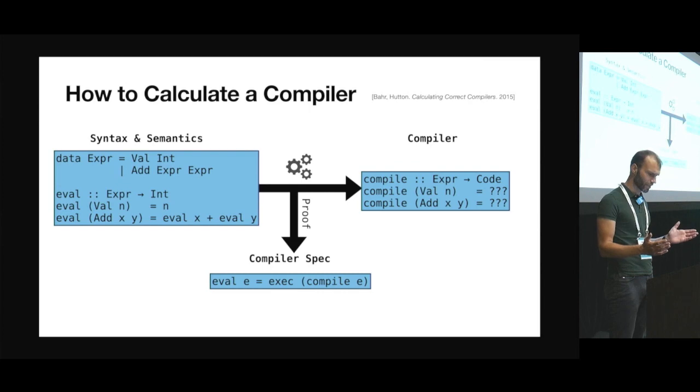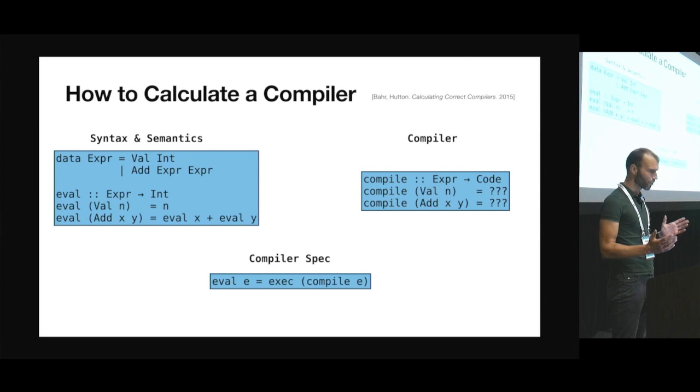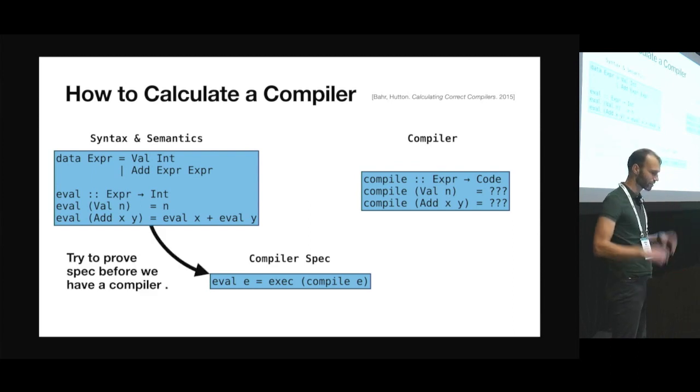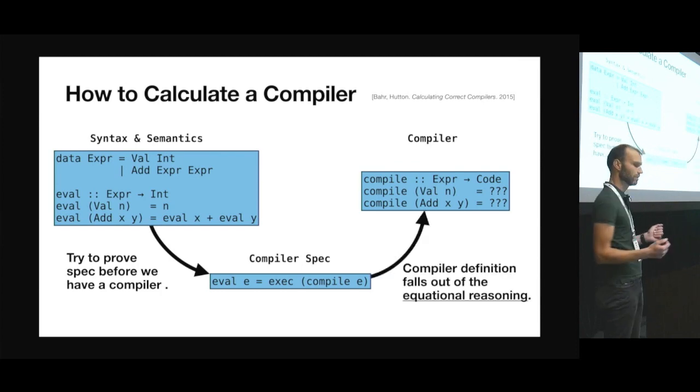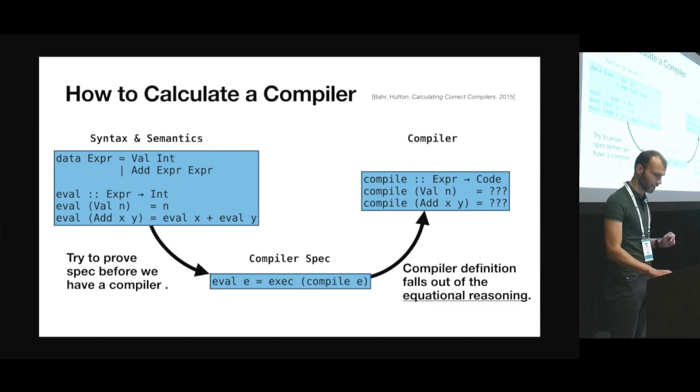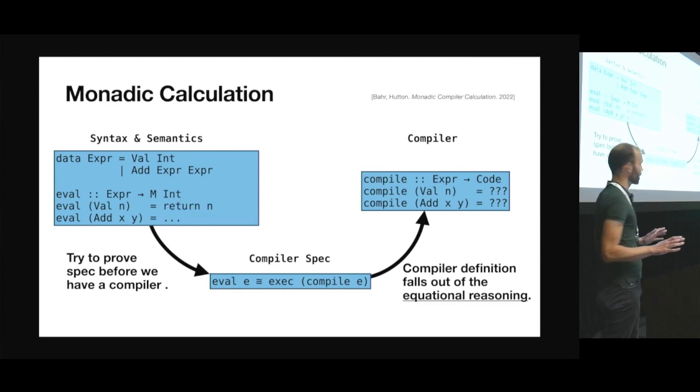So how does calculation get us to that situation? Well, the approach is to simply start by proving this compiler spec over here, right? We just try to prove the compiler spec even before we have the compiler itself. And then as we do the calculation using equational reasoning, the definition of the compiler will fall out of that. And that might seem magical, but I'll show you in a bit how this works. So stay tuned.